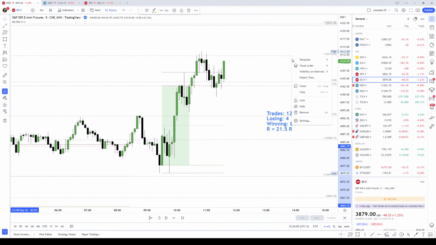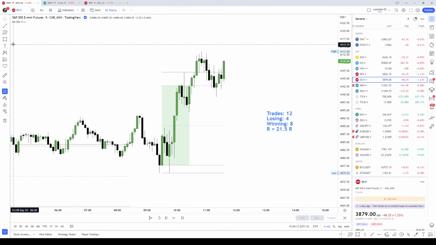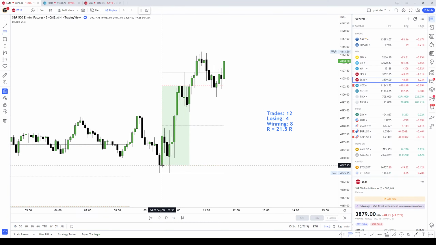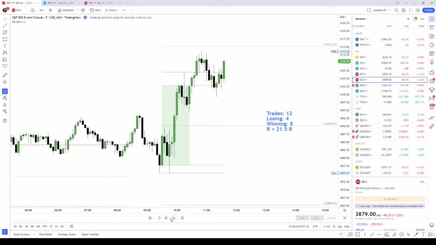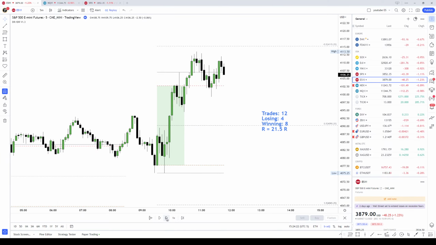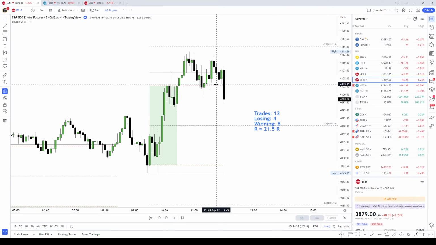We have to remove this, by the way, and this, because it's the new RDR. So I don't like it yet. Only one candle rejection from the DR. We're going below the IDR.